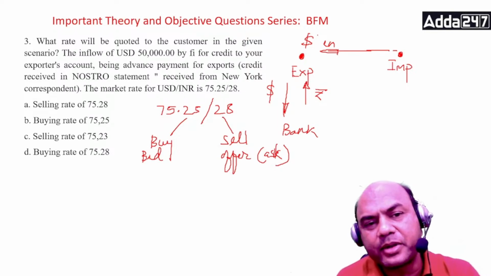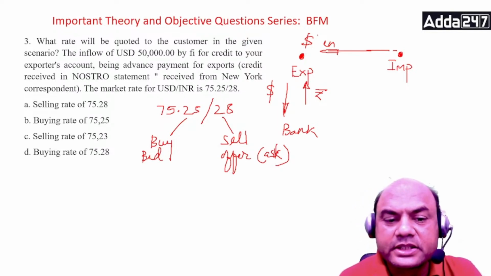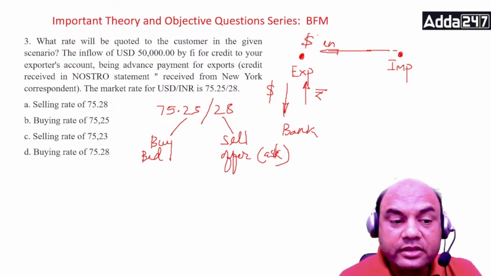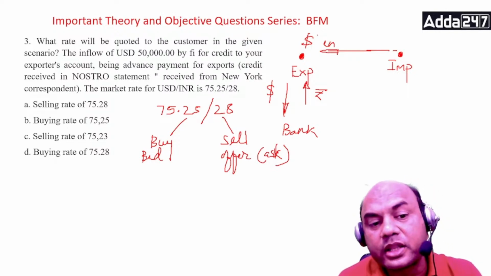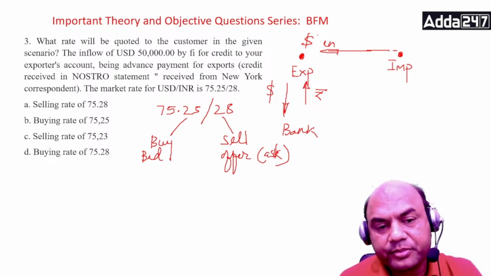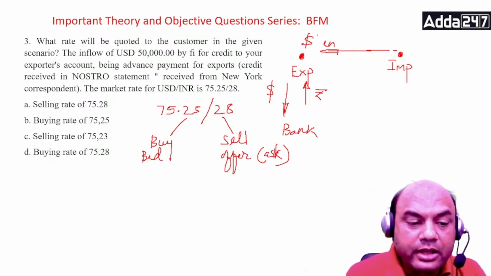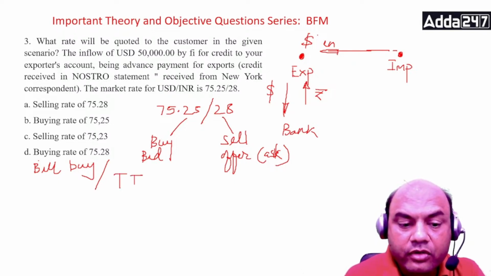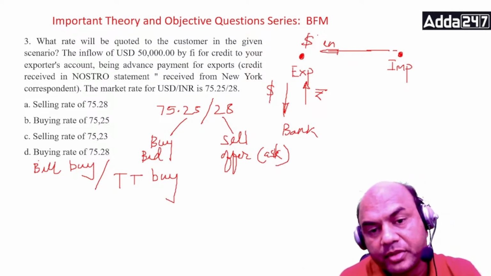For your CAIIB terms, remember simple logic. This is the buy rate. So you will be using the buy rate. Now, in this question it's not given, but I'll ask you over here. Will you be using the bill buy rate, or will you be using the TT buy rate? What will you use over here? Bill buy or TT buy? Think over it.